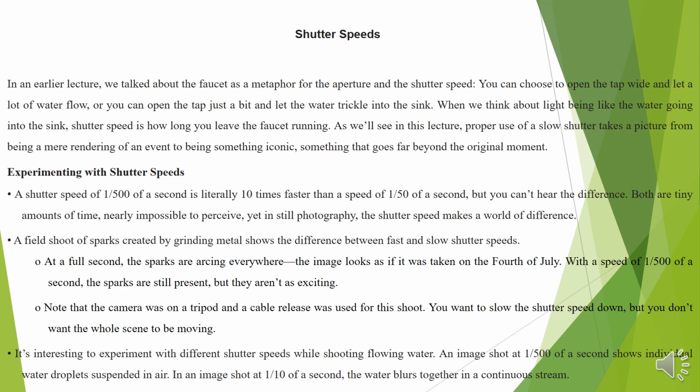You want to slow the shutter speed down, but you don't want the whole scene to be moving. It's interesting to experiment with different speeds while shooting flowing water. An image shot at 1/500 of a second shows individual water droplets suspended in air. In an image shot at 1/10 of a second, the water blurs together in a continuous stream.